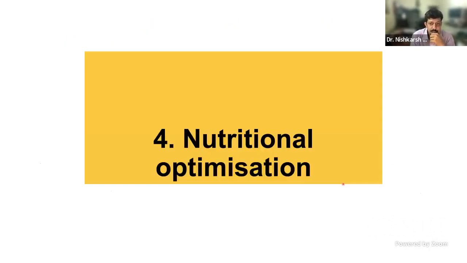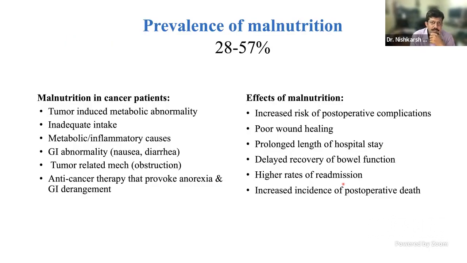Coming to nutrition optimization, the prevalence of malnutrition is up to 60%. It may be due to tumor-induced metabolic abnormality or inadequate intake. If the patient has a GI malignancy, the patient may not be able to eat because of diarrhea, obstruction, nausea, so a lot of issues. There can be metabolic and inflammatory causes. And drugs which we give to these patients may lead to anorexia and derangement in the GI system, which itself leads to malnutrition.